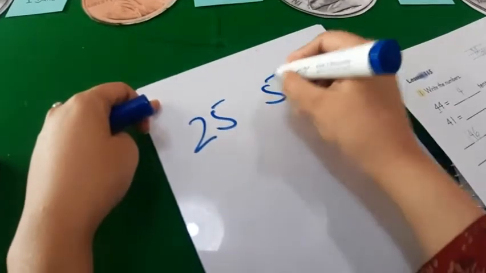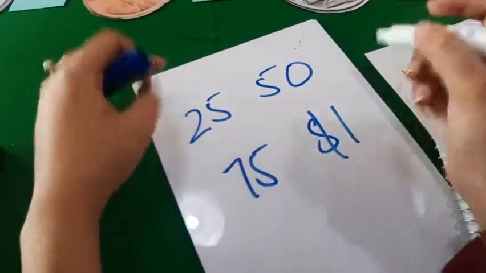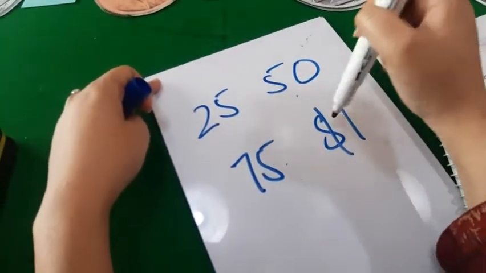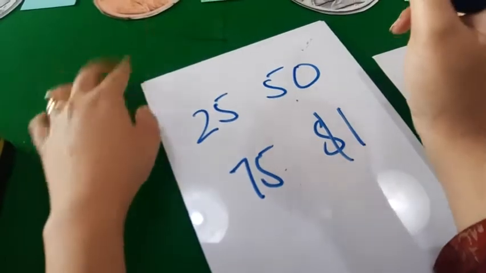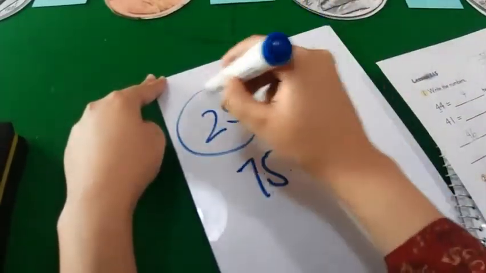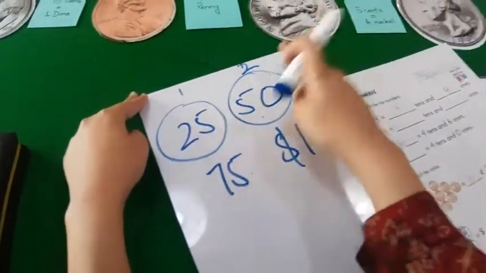25, 50, 75, $1, right? So how many are these? 1, 2, 3, 4. Fourth one is the $1. But here we have only 2 quarter dollars. So 1, 2, right? So there are 2 of them.